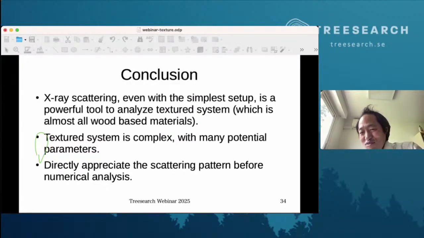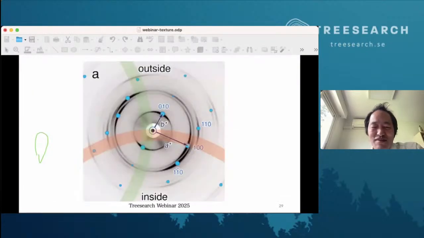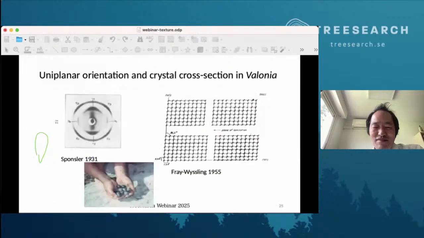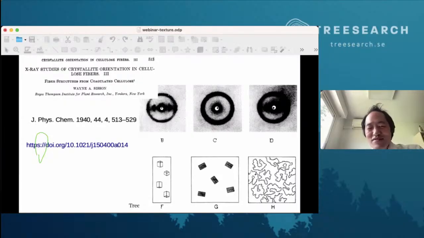For example, if you just average this one, you will completely lose the texture, and you don't understand how it is oriented and why the intensity is different. If you look at different directions, look at the 2D pattern, you don't even need to calculate. The image is directly telling you.